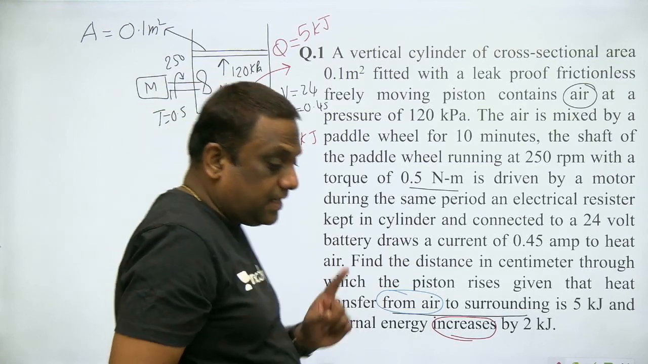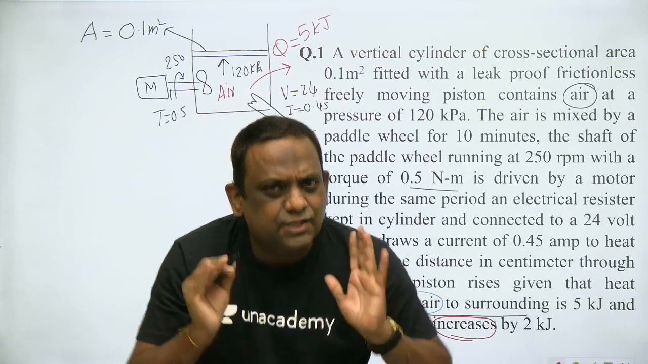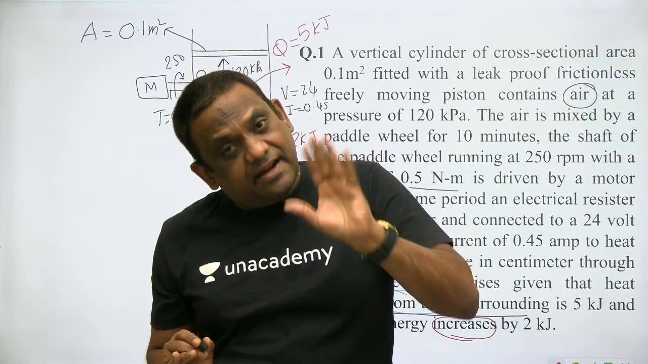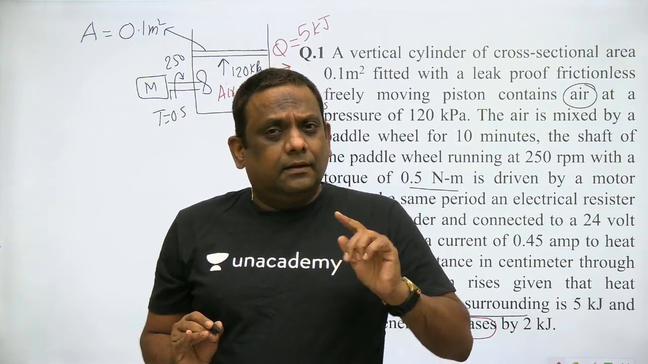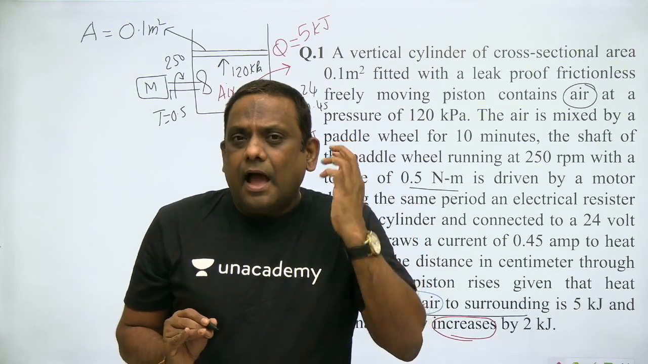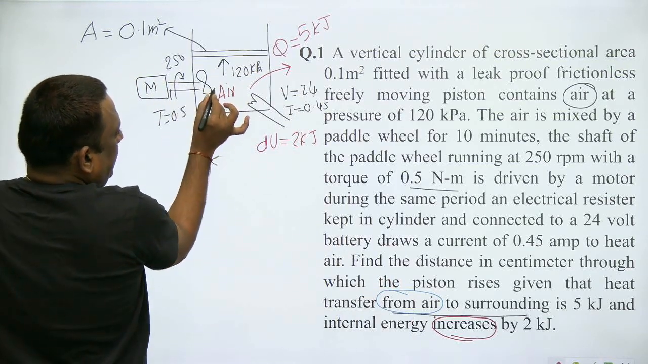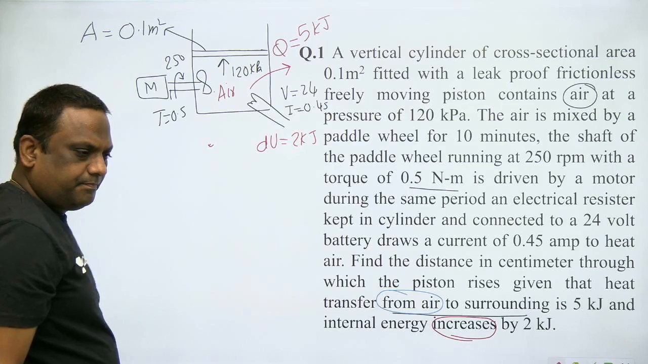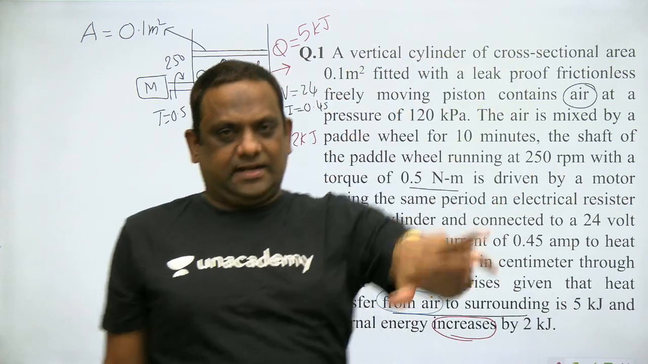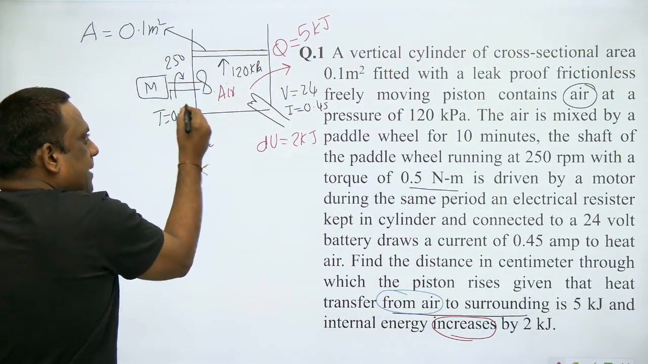Now let's do this. What is this question all about? There is a piston cylinder arrangement. In that piston cylinder arrangement, there is air. And a paddle wheel is running in the cylinder. Of course, we know that this paddle wheel is transferring energy to the fluid, our air. I repeat, the paddle wheel is transferring energy in the form of work. So there is work input to the air with the help of this paddle wheel.